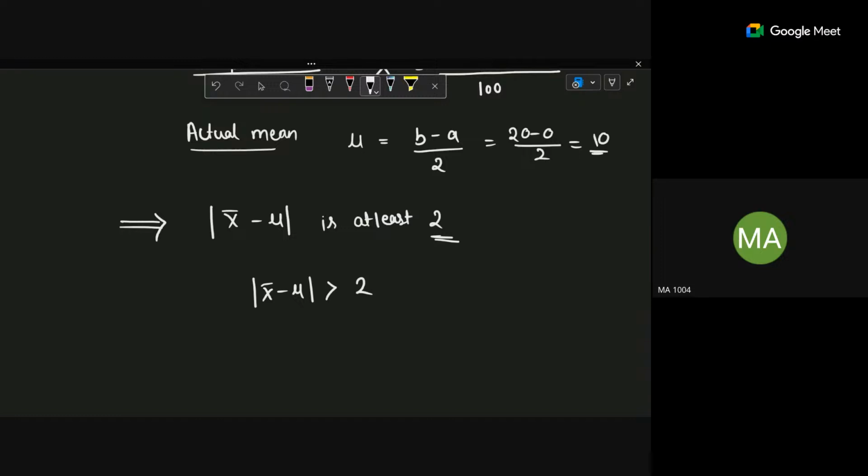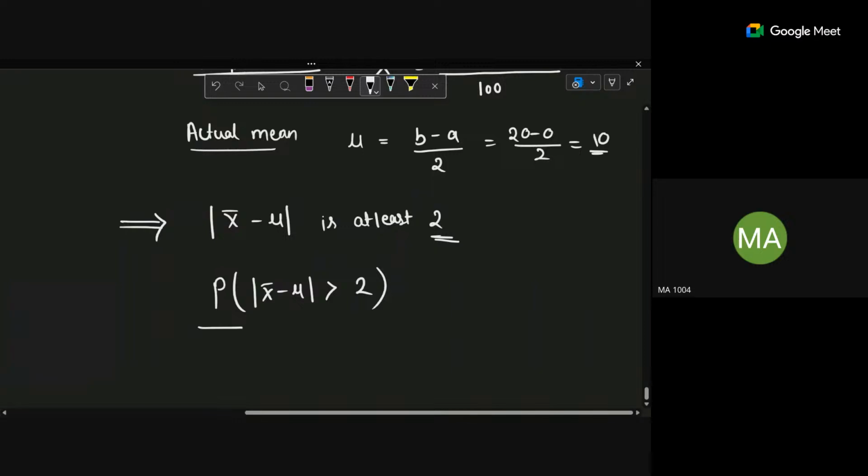If I write greater than or equal to 2, that means at least 2. When I say modulus of x bar minus mu is less than or equal to 2, that means at most 2. So we want to calculate the probability that modulus of x bar minus mu is greater than 2.